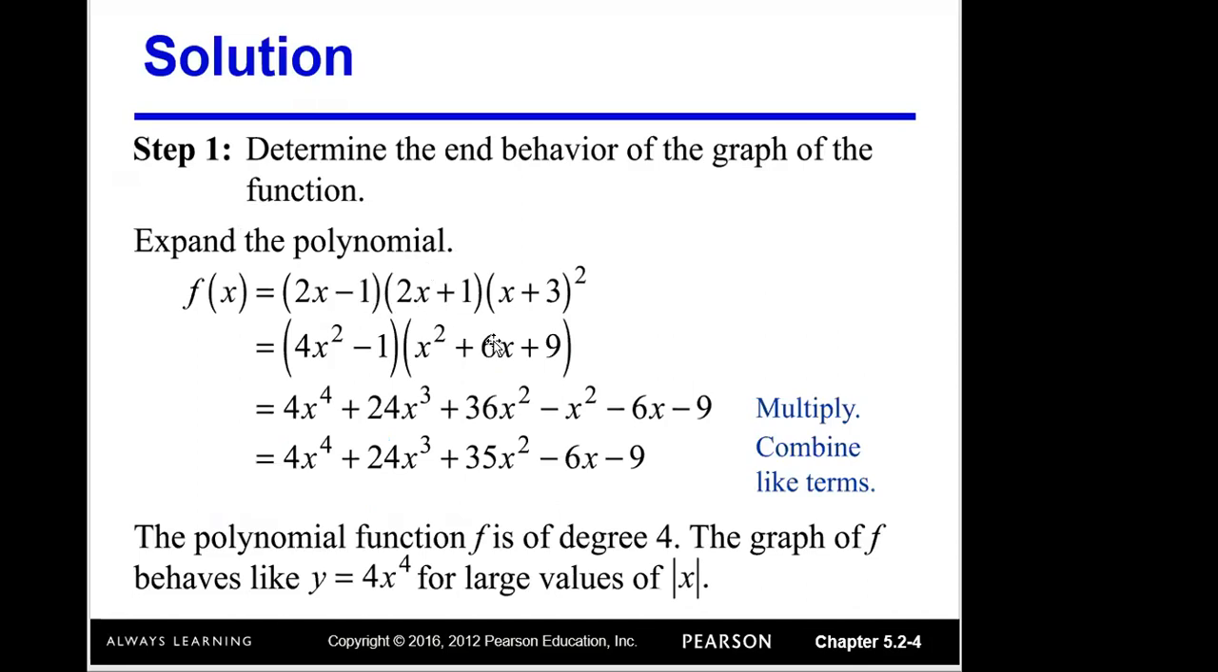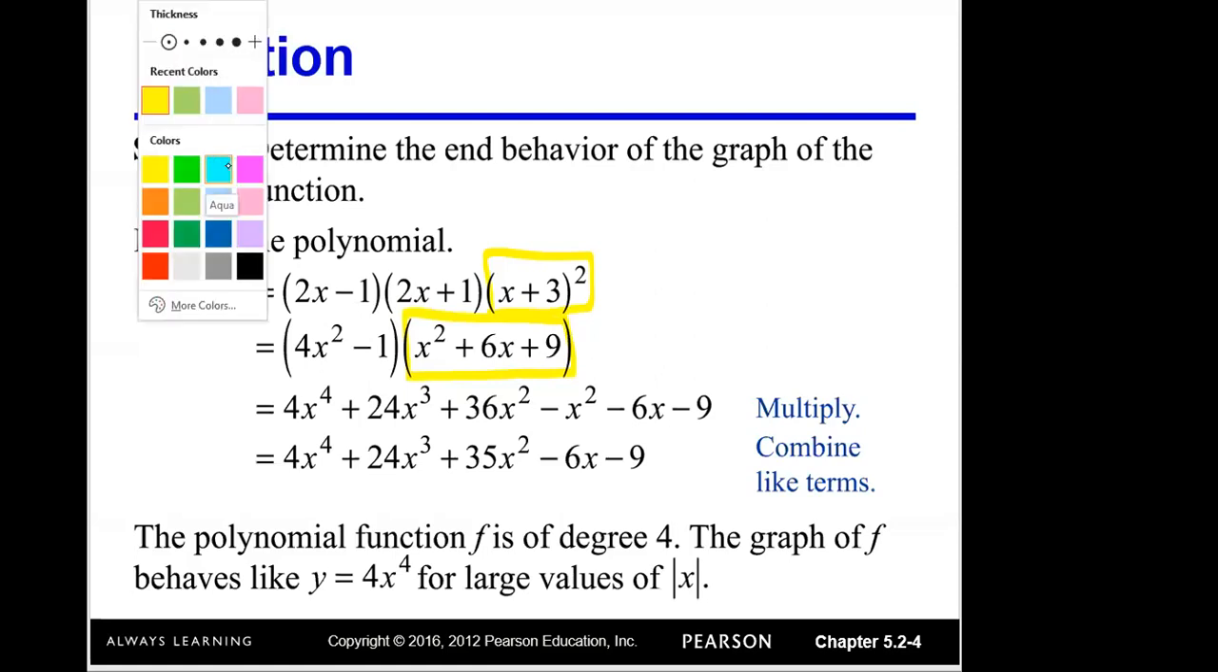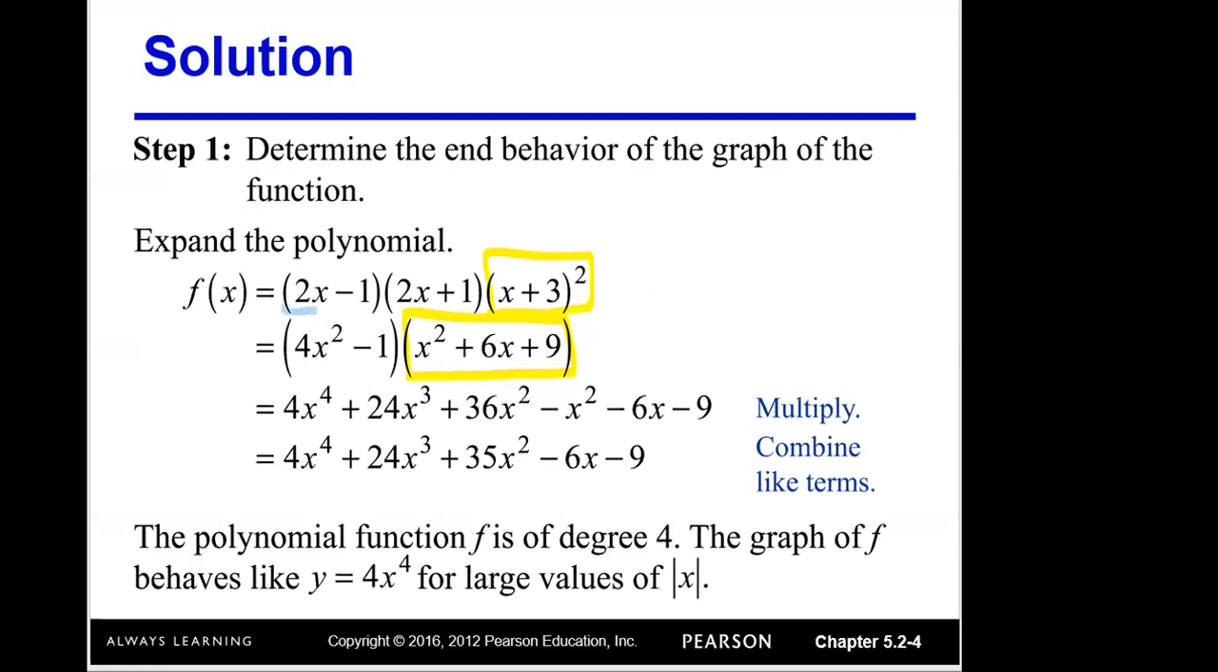They expanded it. They started with the x plus 3 squared, and when they squared it out, they got x squared plus 6x plus 9. And they also, okay, interesting, they took the 2x minus 1 times the 2x plus 1 and multiplied that. Because they were conjugates, almost identical except one's a minus and one's a plus, they got a difference of two squares.